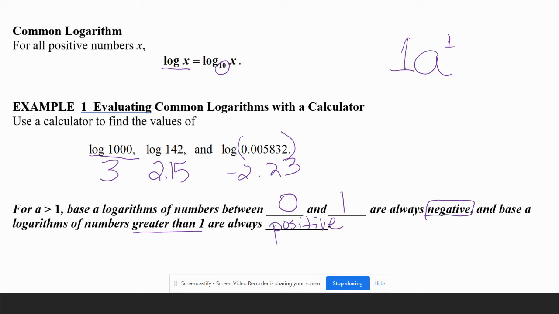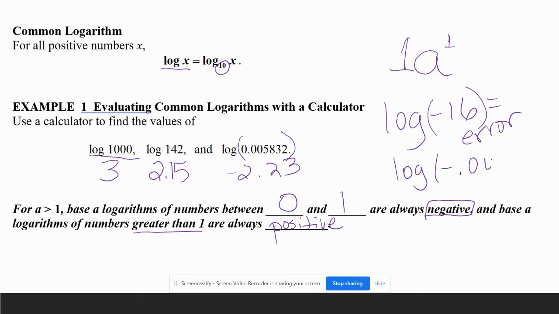Now, what happens if we try to take the log of a negative? We talked about if our number is greater than 1. We talked about if our number is between 0 and 1. But what if we have a negative number? What if I want to know the log of negative 16? Well, when I type that into my calculator, I get error, non-real answer. What if I want to know the log of negative 0.002? Well, when I type that in, I get error again, non-real answer.